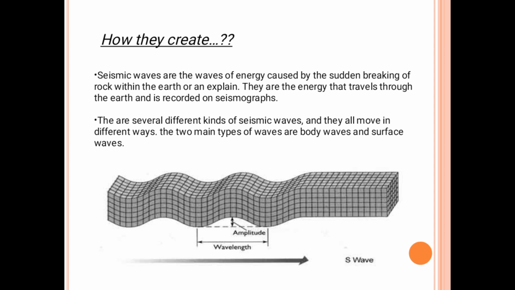How are they created? Seismic waves are waves of energy caused by the sudden breaking of rock within the earth or an explosion. They are the energy that travels through the earth and is recorded on seismographs. There are several different kinds of seismic waves, and they all move in different ways. The two main types of waves are body waves and surface waves.